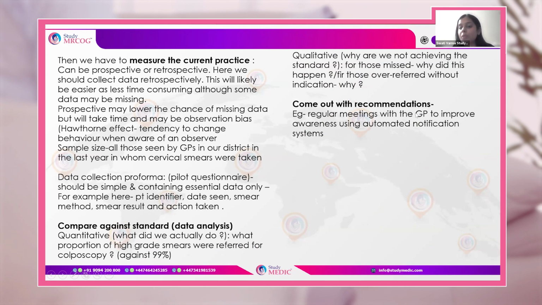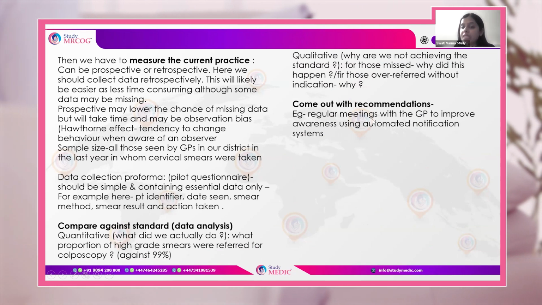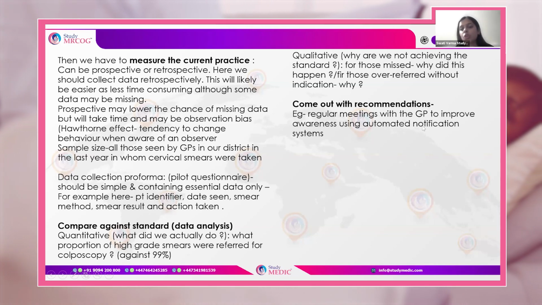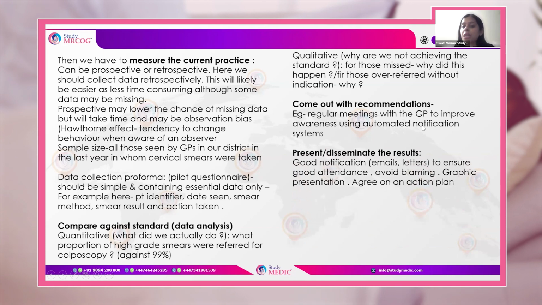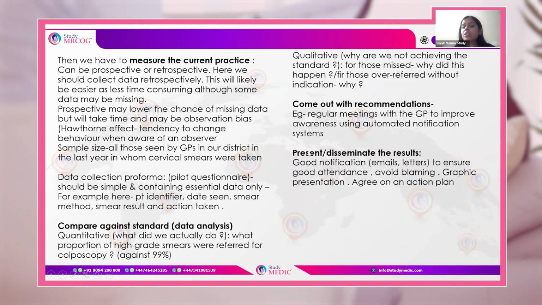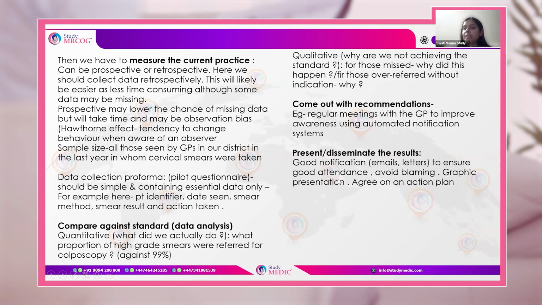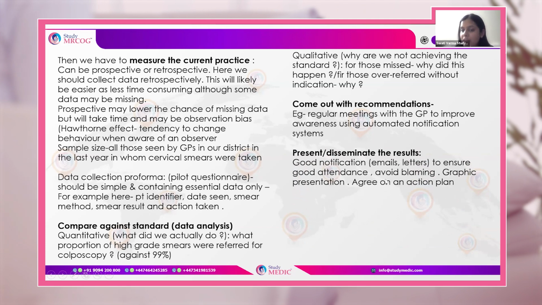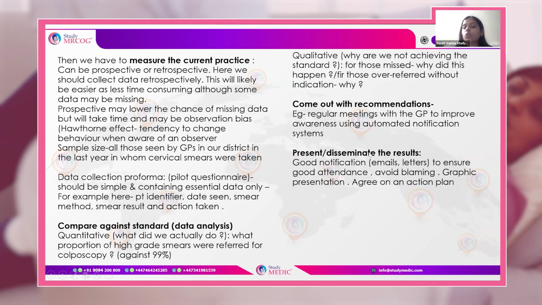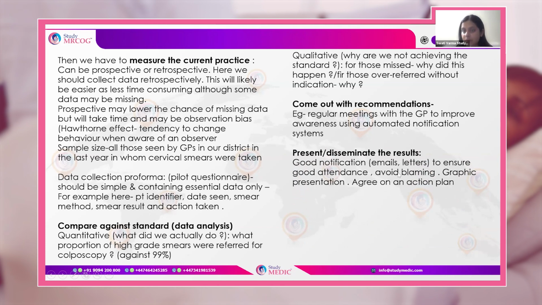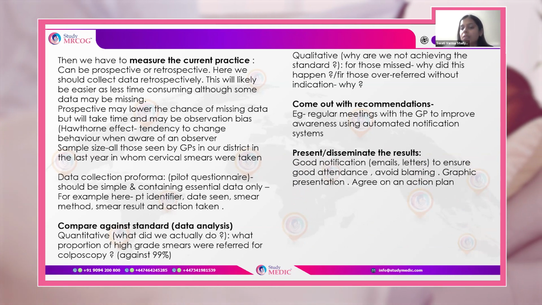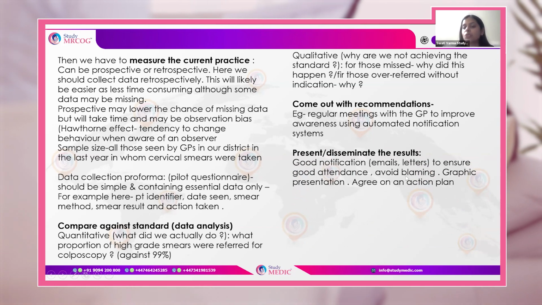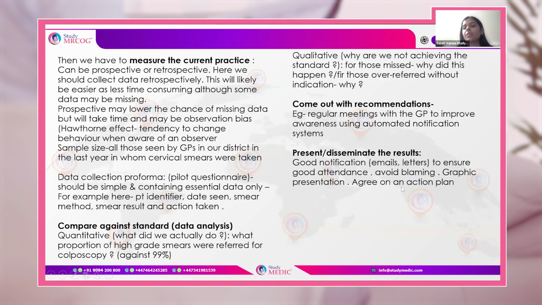Finally, we have to come out with recommendations, which may be in the form of regular meetings with the GP to improve awareness, using automated notification systems. After these recommendations, we have to disseminate and present the results. It should be in a good graphic format. We should ensure that the notification method is widespread, emails, letters, whatever you use, with good attendance and without a blaming attitude.